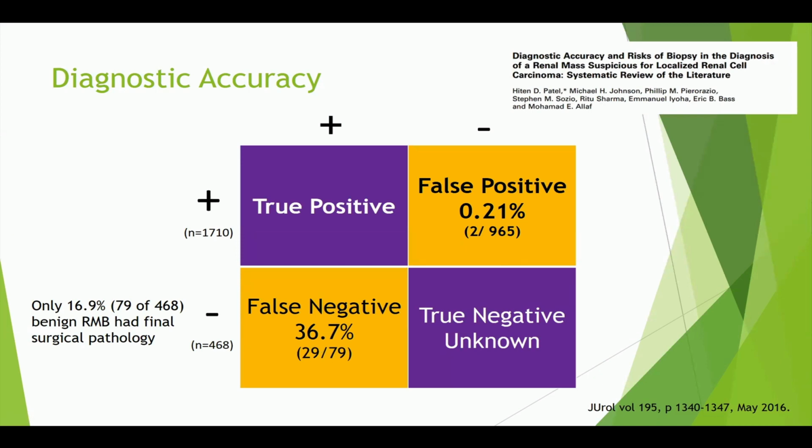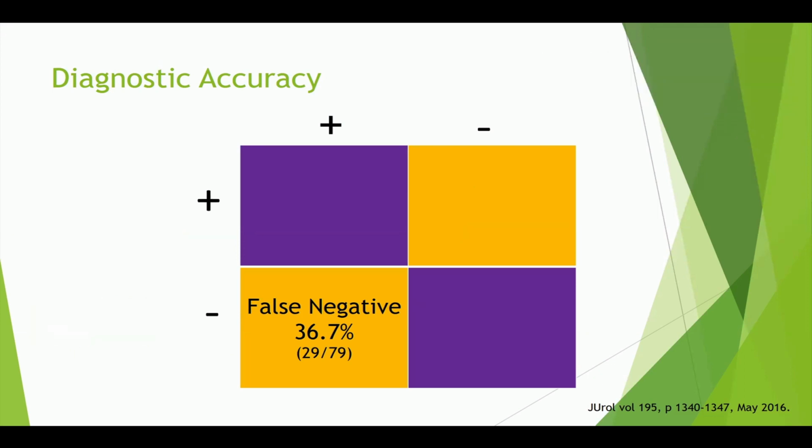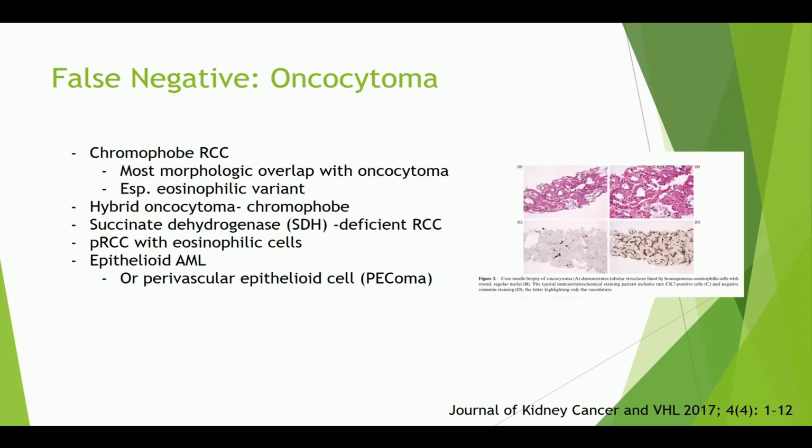Even if you recalculate things, in the unlikely occurrence that the remaining 389 benign renal mass biopsies were all benign on surgical pathology, the false negative rate would be about 6.2%. So what is the major reason for a substantial false negative rate? Well, it's the pathologic challenge of oncocytoma.